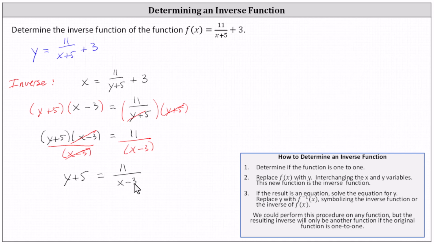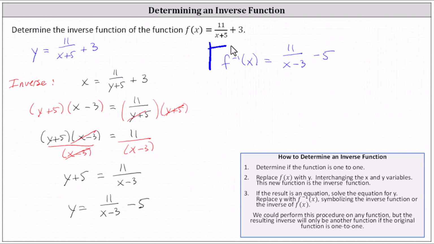And for the last step, we subtract 5 on both sides, giving us y equals 11 divided by the quantity x minus 3, minus 5. This is the inverse function, and we can now replace y with inverse function notation and state f inverse of x equals 11 divided by the quantity x minus 3, minus 5.